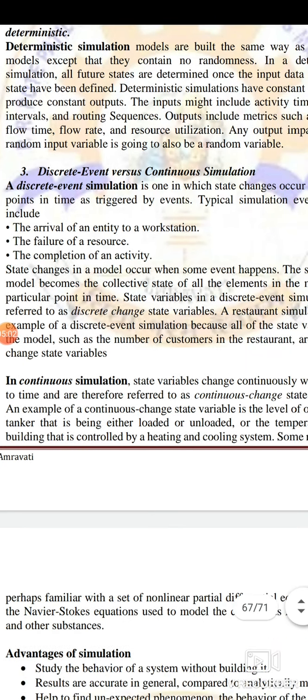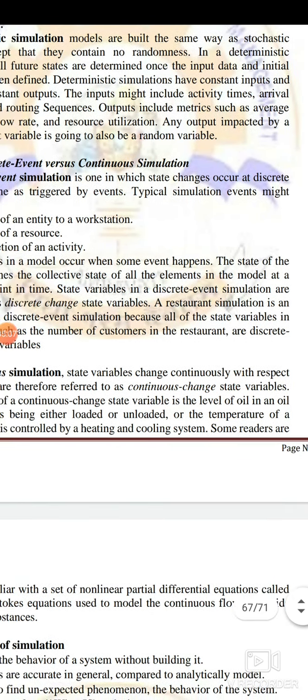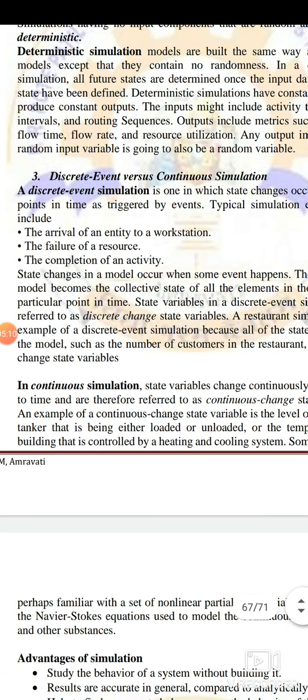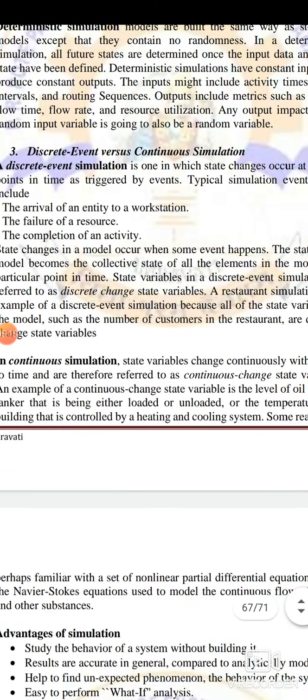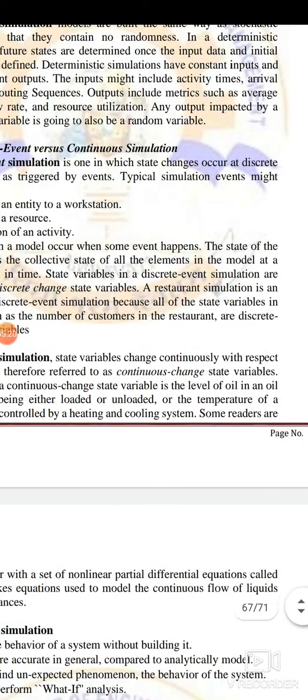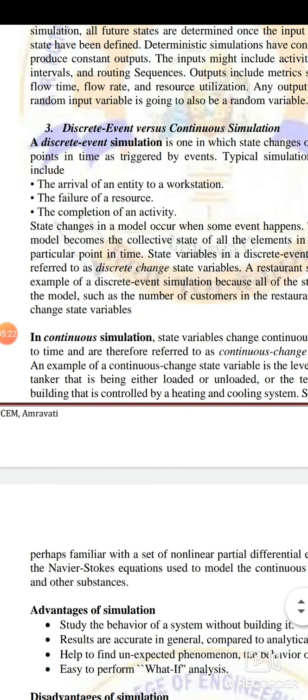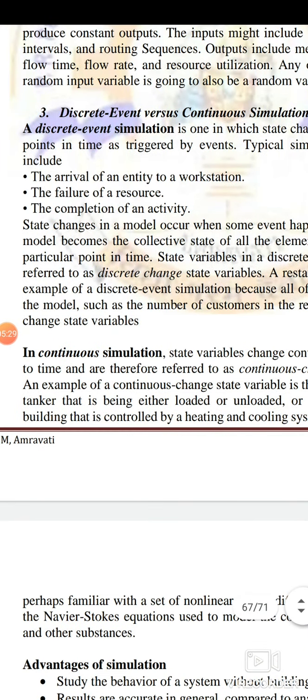Now, discrete event versus continuous simulation. The discrete event is one in which system changes occur at points in time as triggered by events, like the arrival of an entity to a workstation. So what is the difference between discrete and continuous? Discrete means the changes occur at discrete points of time. At a specific point of time when you are studying the system, the changes will occur. An example is the arrival of an entity to a workstation. So something comes to the workstation, and that is called discrete simulation.